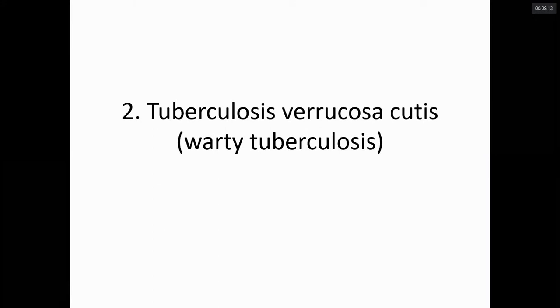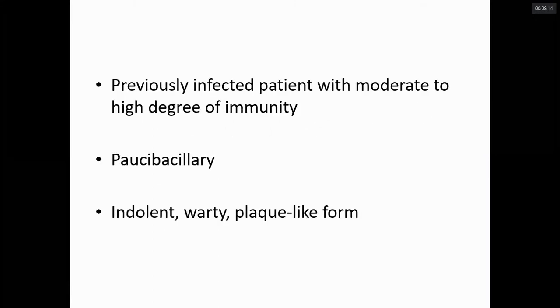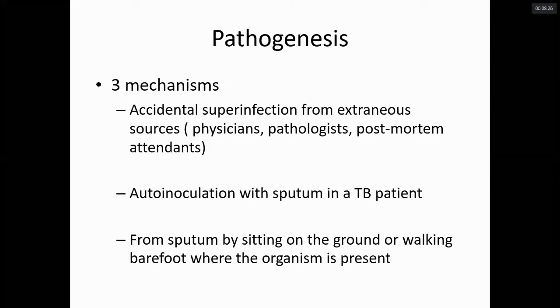Now the tuberculosis verrucosa cutis, also called warty tuberculosis. It occurs in a previously infected patient with moderate to high degree of immunity. It is a paucibacillary form, and it is a warty plaque-like form. Mainly, it is transmitted by 3 mechanisms: accidental superinfection from an exogenous source, autoinoculation with sputum in a TB patient, and from sputum by sitting on the ground or walking barefoot where the organism is present.